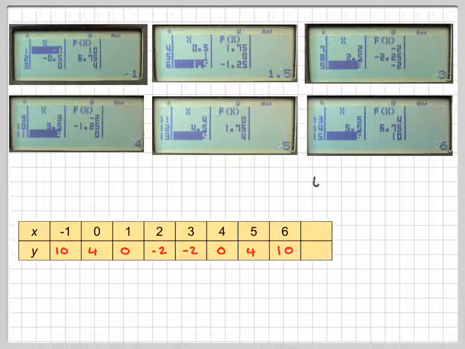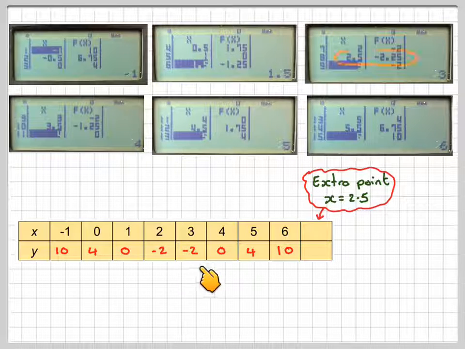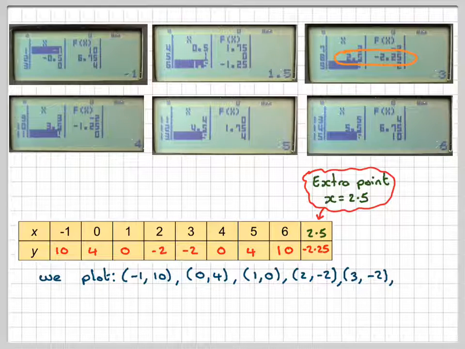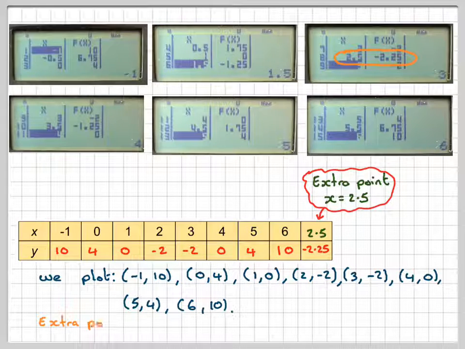Now because normally we would take an extra point, because you see here we've got two the same at the lowest point, we could take the extra point at x is equal to 2.5 and get that from the calculator and pop that into our table at the end there. You could put all the other values in if you wanted to, but this should be enough in order to draw the graph with that one extra point, because otherwise we would have a flat bit at the bottom of our curve. So we're going to plot minus 1, 10; 0, 4; 1, 0; 2, minus 2; 3, minus 2; 4, 0; 5, 4; 6, 10; and then that one extra point at 2.5, minus 2.25.